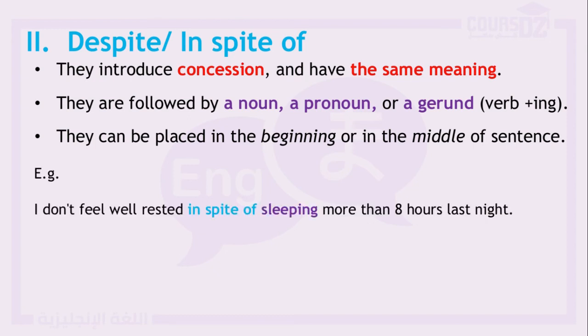Examples: I don't feel well rested in spite of sleeping more than 8 hours last night. Okay, so نفس المثال اللي قلناه من قبل، هنايا استعملنا in spite of. في المثال السابق استعملنا although I slept. although تجي وراها a sentence subject and verb. لهنا استعملنا in spite of، درنا وراها a gerund verb plus ing. I don't feel well rested in spite of sleeping more than 8 hours last night. in spite of رانا حطيناها في منتصف الجملة.